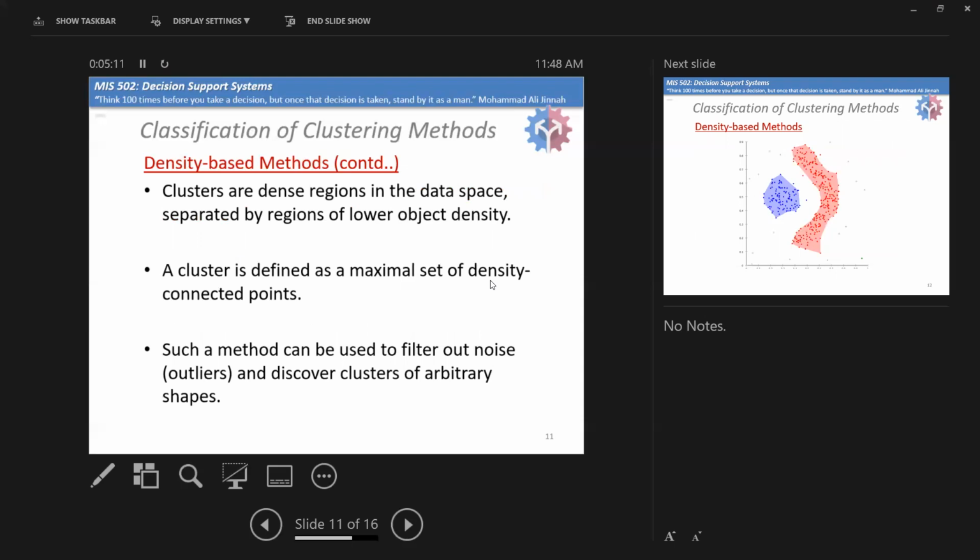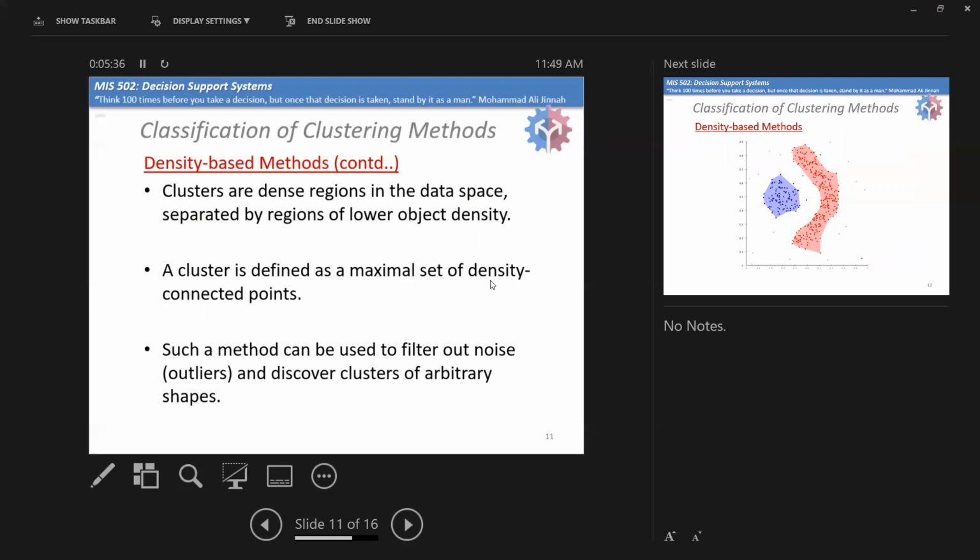Okay, so clusters are dense regions in the data space separated by regions of low density. So you find high density, then you find low density. You just identify high density as a cluster. Then low density, you keep on looking for the whole space. And then you again find a high density region and you identify that. So you identify all those high density regions.